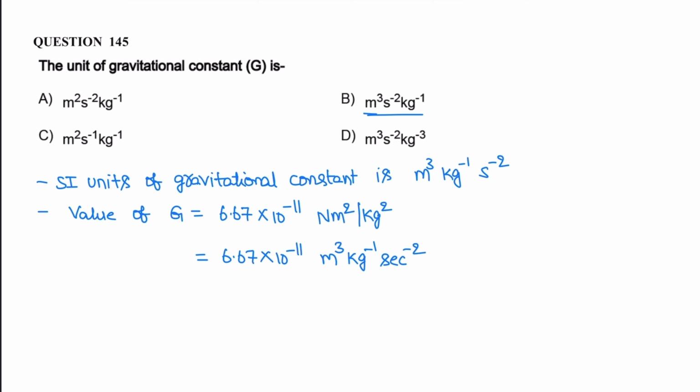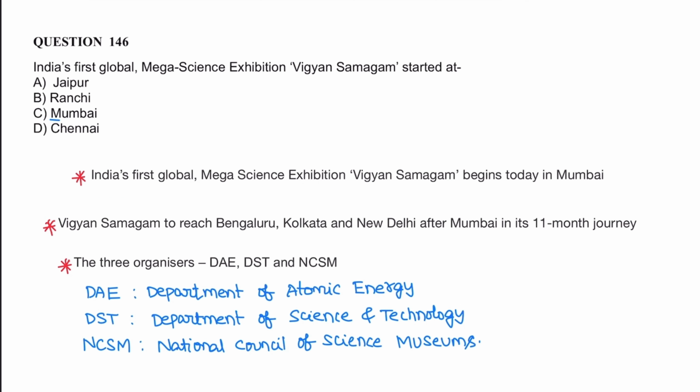Next question. India's first global mega science exhibition, Vignan Samagam, started at Mumbai. So the correct option is C. Vignan Samagam will reach Bangalore, Kolkata, and New Delhi after Mumbai in its 11-month journey. The organizers of this mega science exhibition are DAE, Department of Atomic Energy, DST, Department of Science and Technology, and NCSM, National Council of Science Museum.